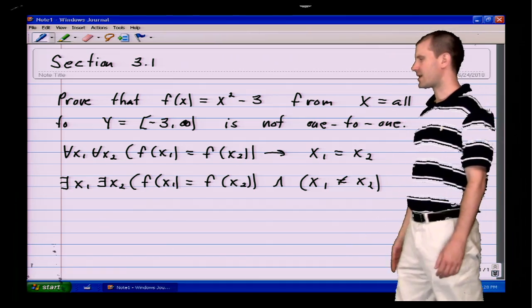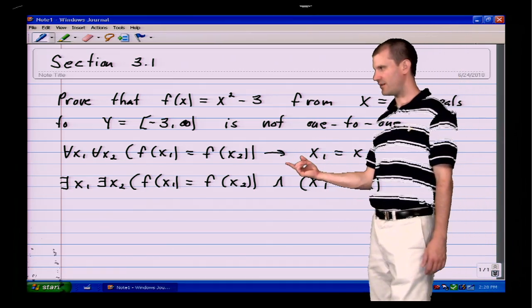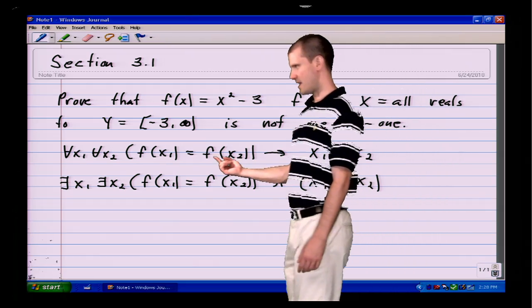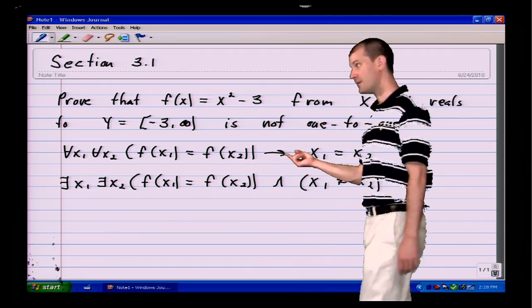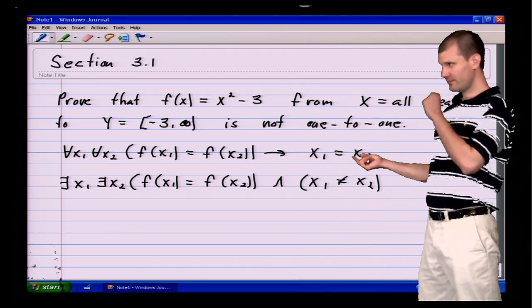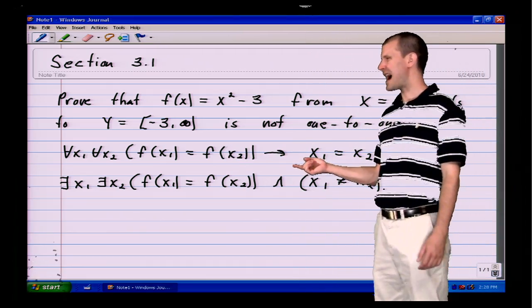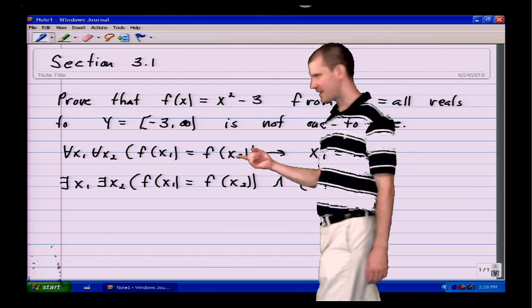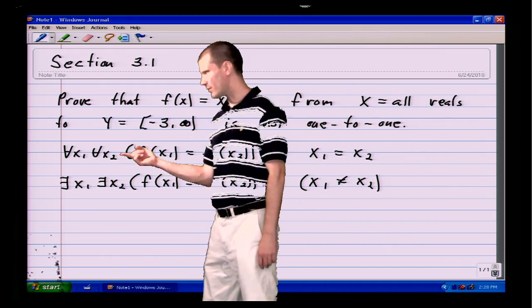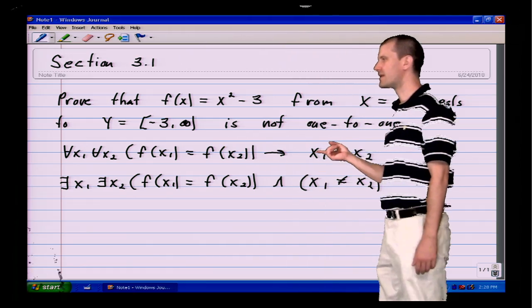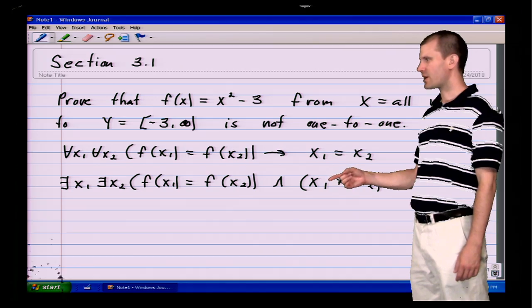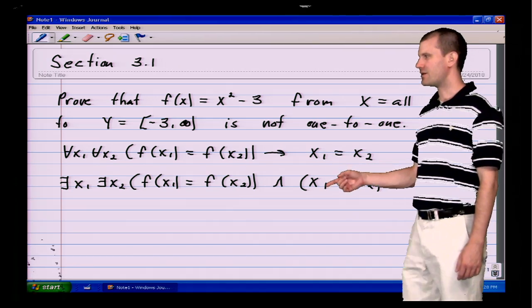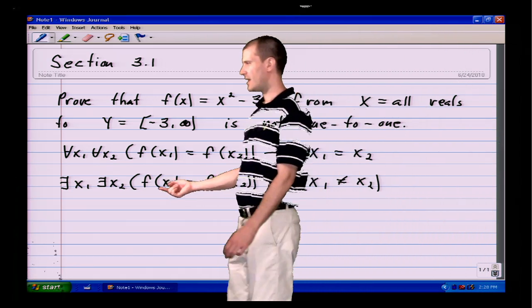So just to refresh, this is in the book, but this first line here is the definition of what it means for a function to be one-to-one. And so a function is not one-to-one if this statement is false. In other words, if we take the negation of this statement, and they go through in your book how to get to the negation, I skipped all of that, but the negation looks like this.